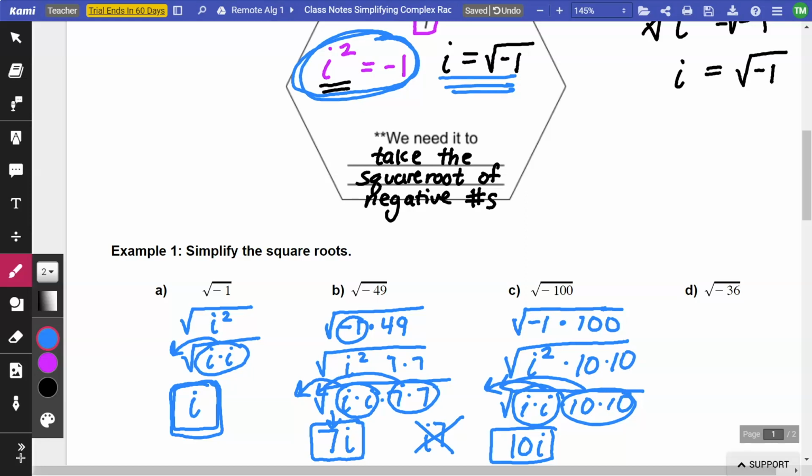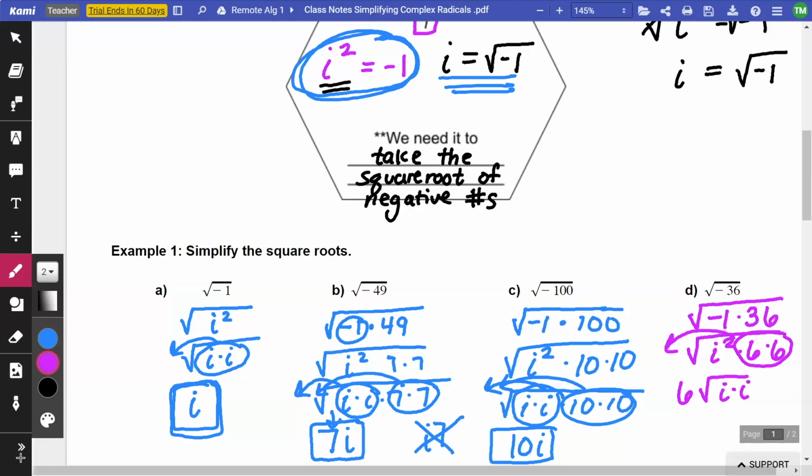Part D, same thing with the square root of -36. So you should have written -1 times 36. Replace -1 with i squared, and 36 with 6 times 6. We can bring that 6 out in front. So 6 root i squared, and i squared is really i times i. Bring the i out in front, we're left with 6i. That's our final answer. And there we go. We've successfully found the square root of 4 different negative numbers.